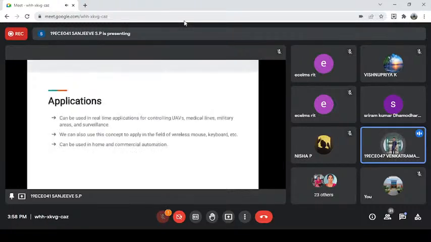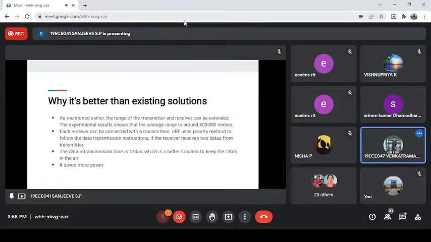And finally, these are the applications. We can use the UAVs in medical, military areas and stuff like that. We can also use this concept to apply in the field of wireless mouse and keyboard, etc. We can also use it for commercial and house automation.